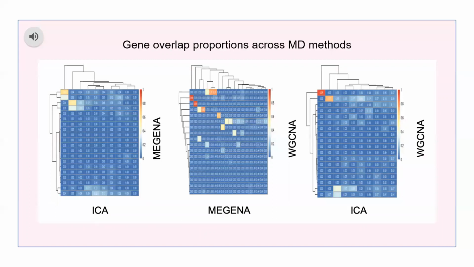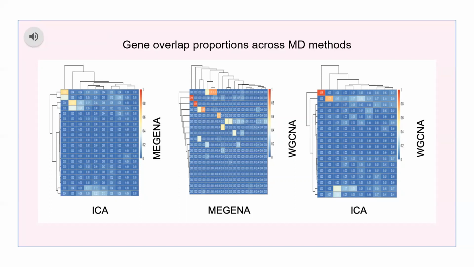To compare module membership, we looked at a pairwise comparison of significantly differentially connected modules and HPV status for each module detection method. Our overlap measure used was overlap over the size of the smaller module being compared. Overall, there was not a lot of similarity between module detection methods' modules.